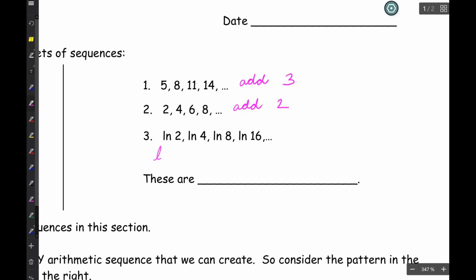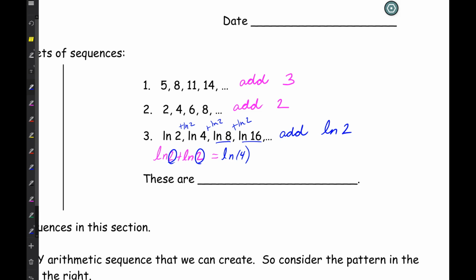Let's think about why that works. Think about your product property. What is natural log of 2 plus natural log of 2? What do we do with those two numbers, the 2 and the 2? Multiply. So it's actually equal to natural log of 4. So yes, we are adding a natural log of 2. Natural log of 4, if we add a natural log of 2 to that, it becomes natural log of 8. Natural log of 8, if we add a natural log of 2 to that, it becomes natural log of 16. You guys remember this, the product property? So yeah, we're adding natural log of 2.